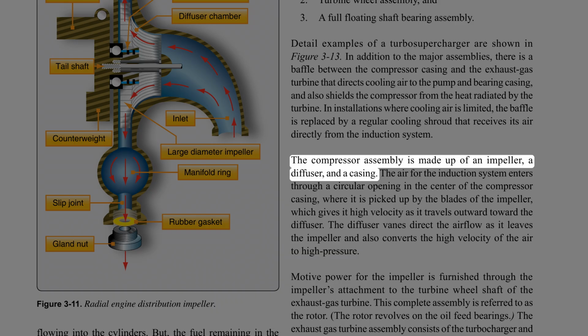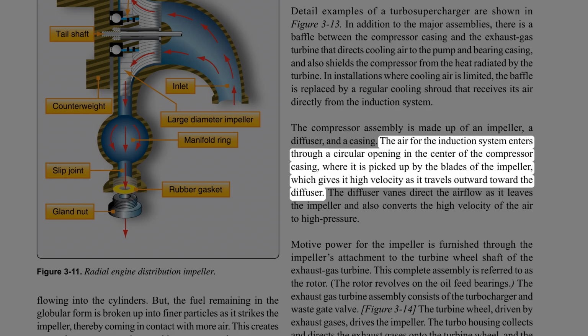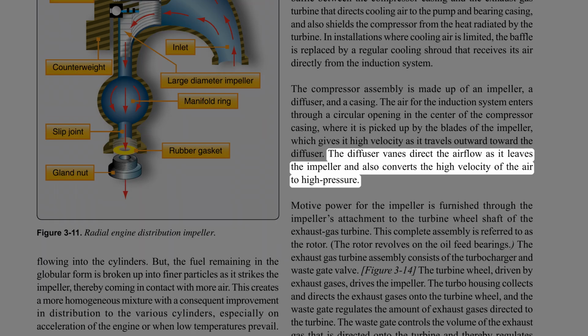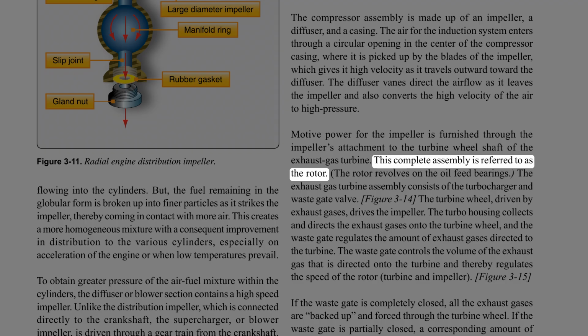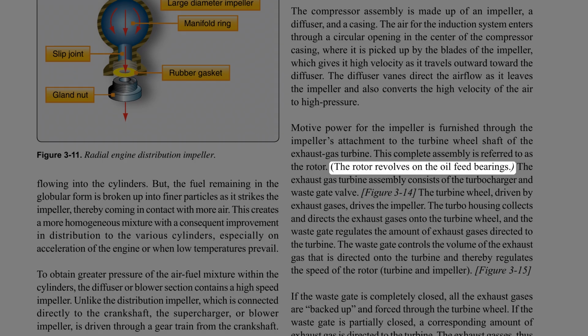The compressor assembly is made up of an impeller, a diffuser, and a casing. The air for the induction system enters through a circular opening in the center of the compressor casing, where it is picked up by the blades of the impeller, which gives it high velocity as it travels outward toward the diffuser. The diffuser vanes direct the airflow as it leaves the impeller and also convert the high velocity of the air to high pressure. Motive power for the impeller is furnished through the impeller's attachment to the turbine wheel shaft of the exhaust gas turbine. This complete assembly is referred to as the rotor. The rotor revolves on the oil feed bearings.